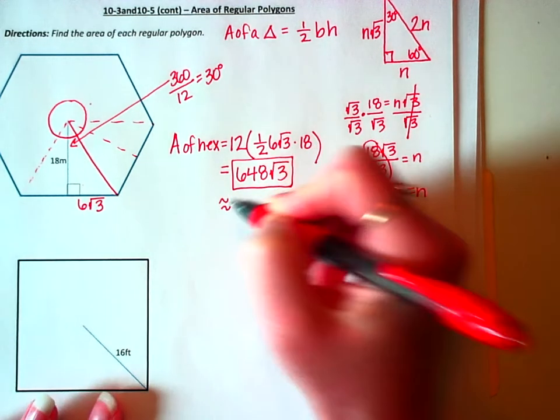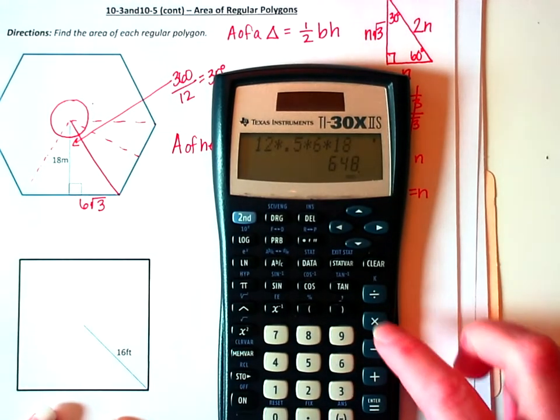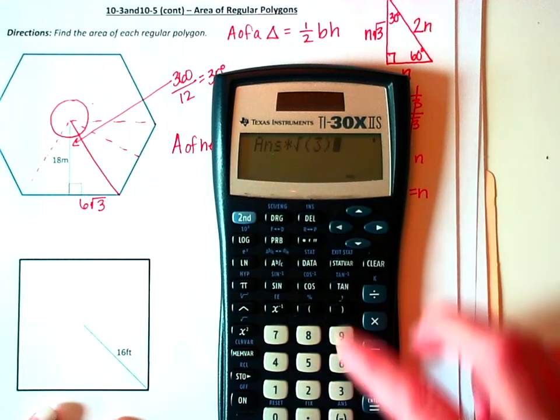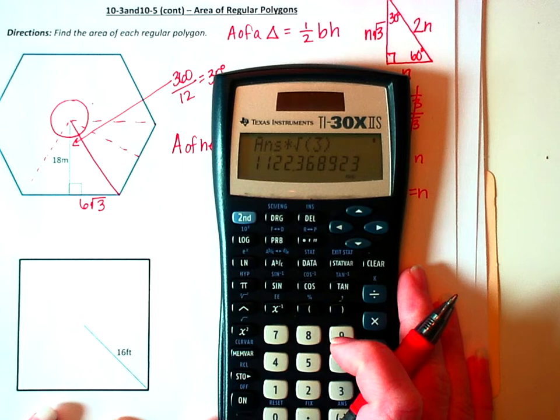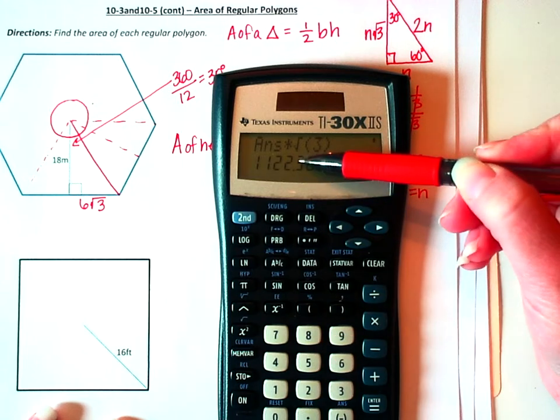And that is approximately, so I have that 648 still in my calculator. I'm just going to hit times square root 3. We get approximately 1,122.4. This 6 means I'm going to round this up to 4.